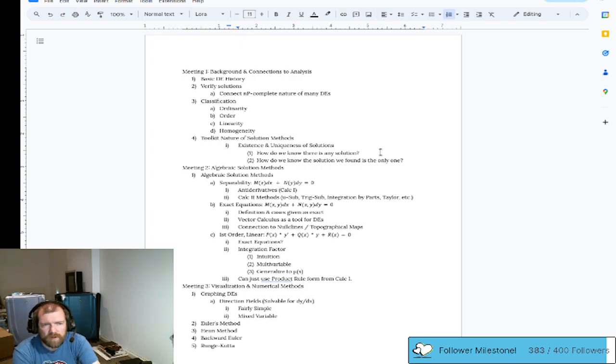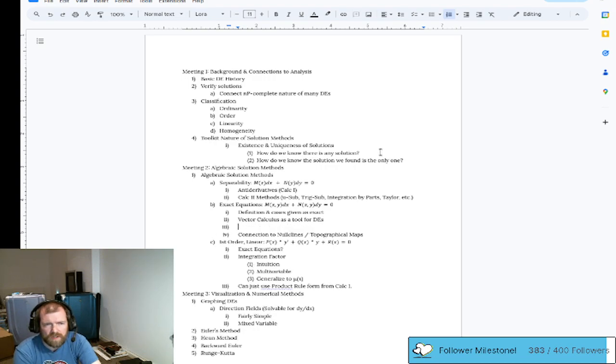And then we're going to go to integration factors. And actually, we can do that one after topographical maps.